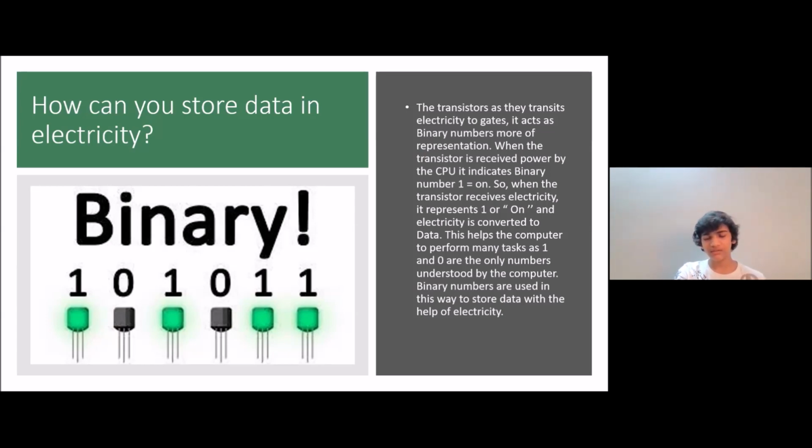And electricity is converted to data. This helps the computer to perform many tasks, as 1 and 0, which are binary numbers, are the only numbers understood by the computer. So binary numbers are used in this way to store data with the help of electricity. This is how we can use electricity to store data.